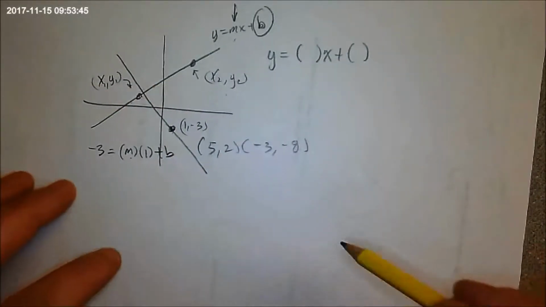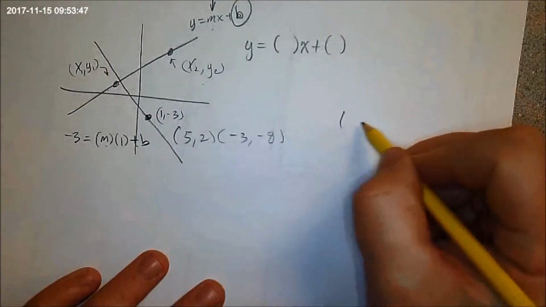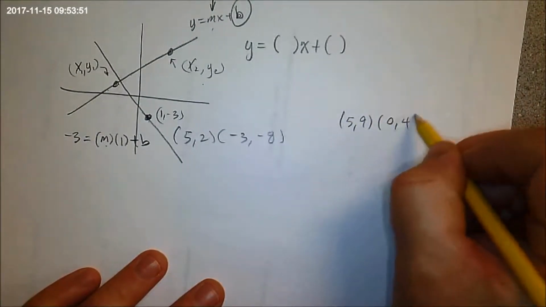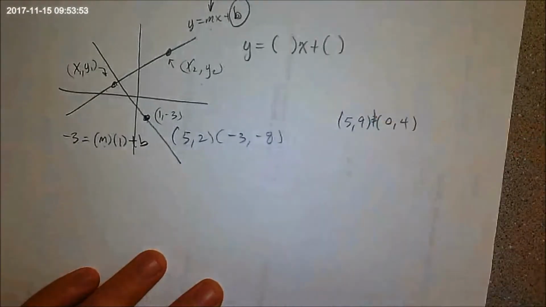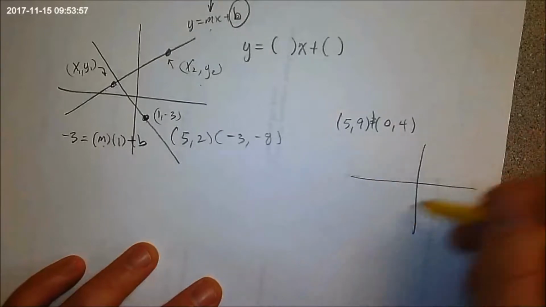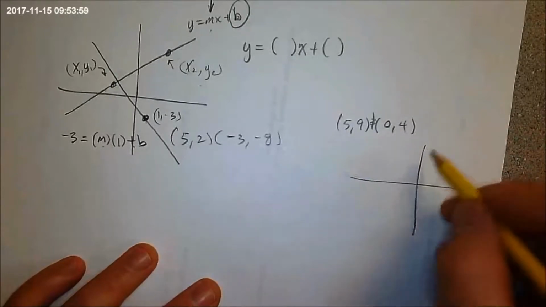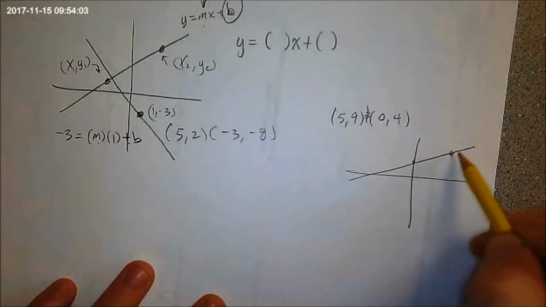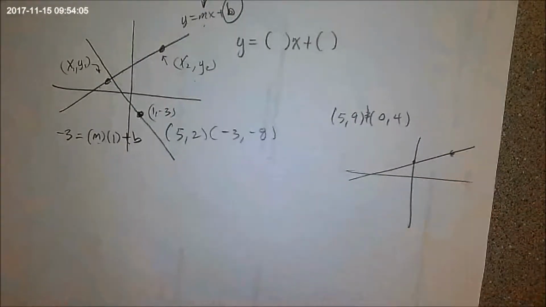So here's the deal. If you're given 2 points, like 5, 9, and 0, 4, right? And you're asked for the equation of that line, that means you have these 2 points, and you're being asked to find what's the equation of this line right here. That's what happens when they give you 2 points.